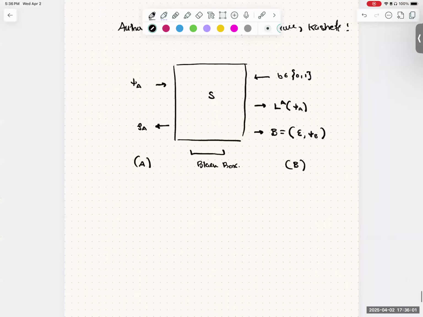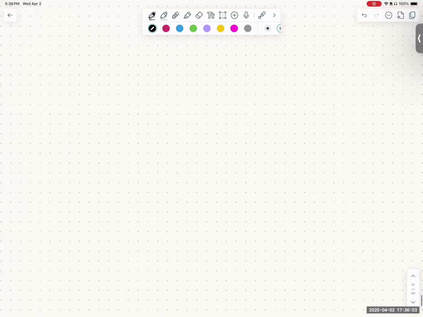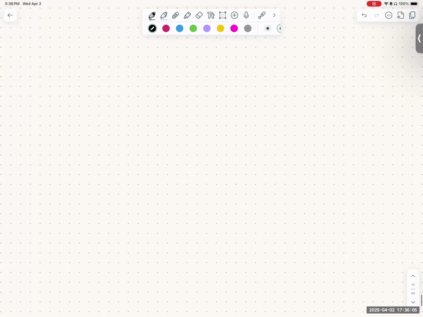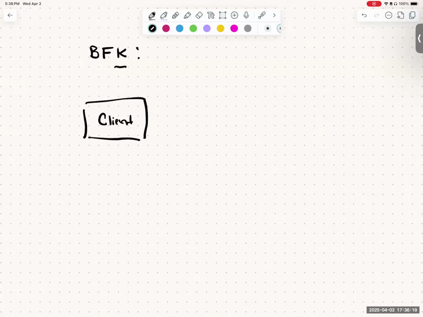Let's see, do I have room here? Maybe I go down. The protocol by Broadbent, Fitzsimons, and Kashefi is going to be something a little more like this, just to give you an overview of what's going on. You have a client, Alice, and a server, Bob. And what can they do with each other?